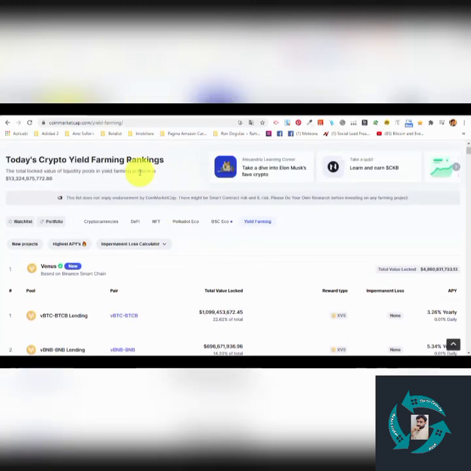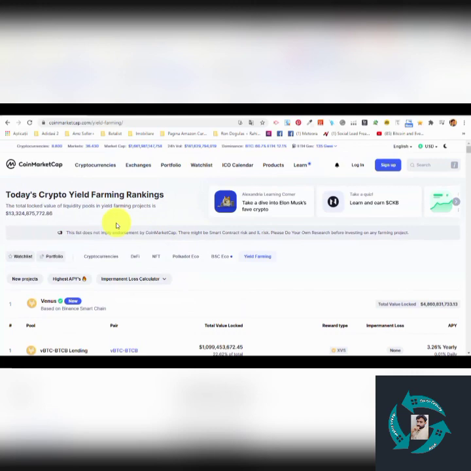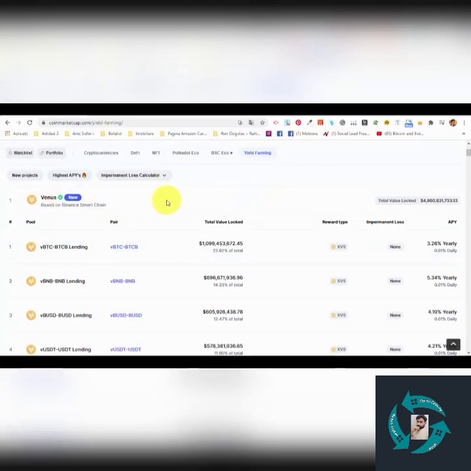Now, if we scroll down here on CoinMarketCap, we are going to see these pools for yield farming. The first one is Venus, which is pretty new, and it's based on the Binance Smart Chain. If we scroll down, we can see which are the pools for yield farming, so these public pools where people put together their resources. And if we look at the right side, we can see the annual potential earnings.